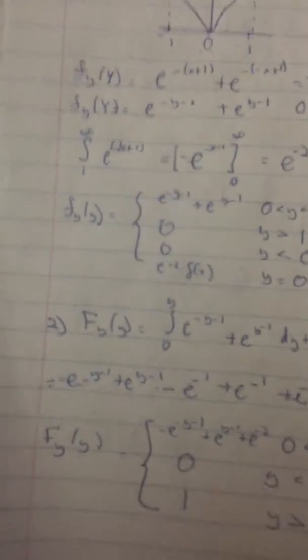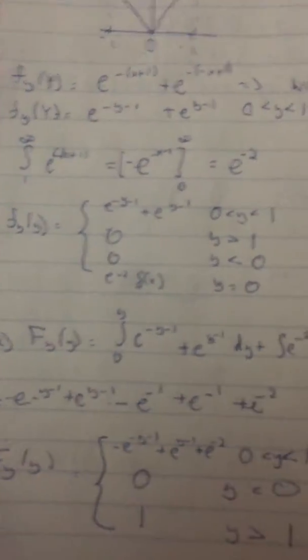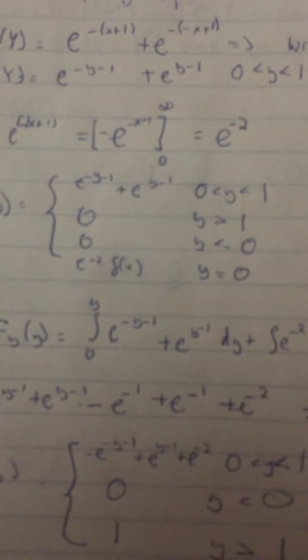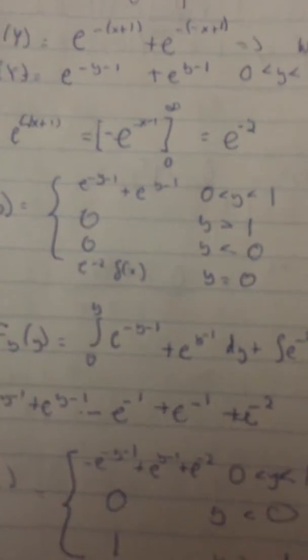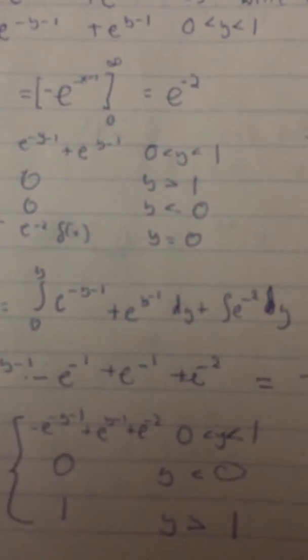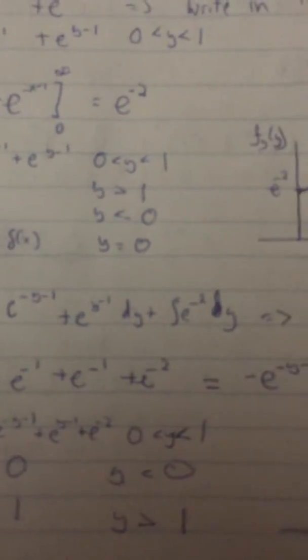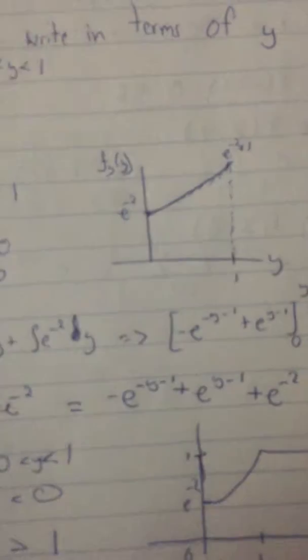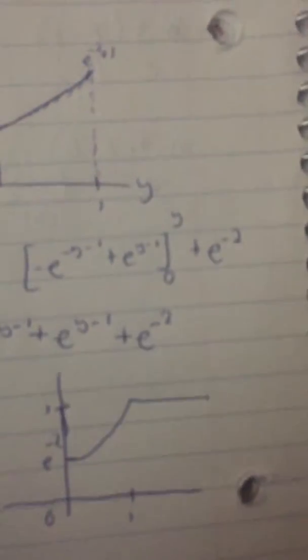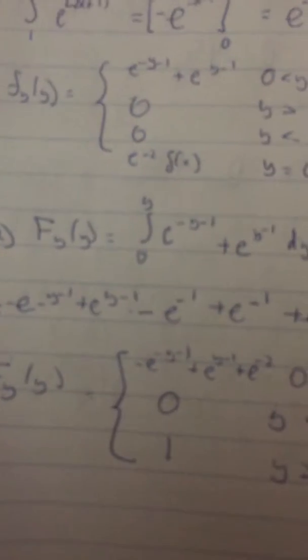So to get big F of y, we have to integrate small f of y. So make sure you integrate that properly from 0 to y, e to the negative y minus 1 plus e to the y minus 1 dy plus e to the negative 2 dy. So simple integration gives us this from 0 to y plus e to the negative 2. And if you keep calculating, negative e to the negative y minus 1 plus e to the y minus 1 plus e to the negative 1 plus e to the negative 1 plus e to the negative 2.